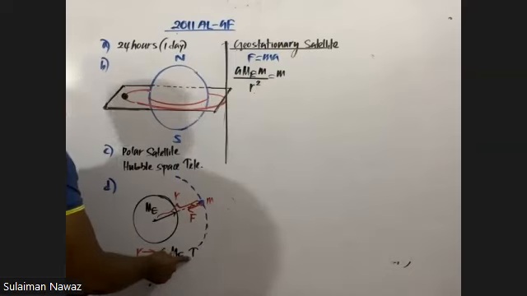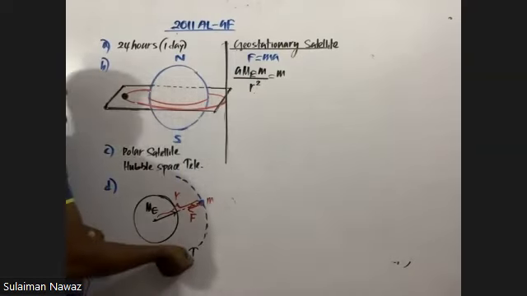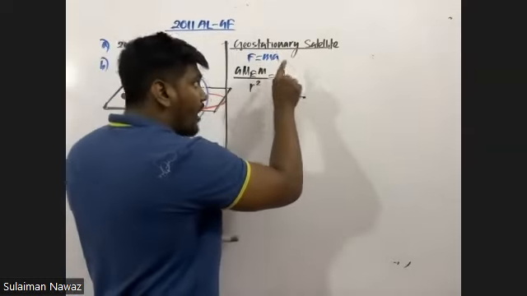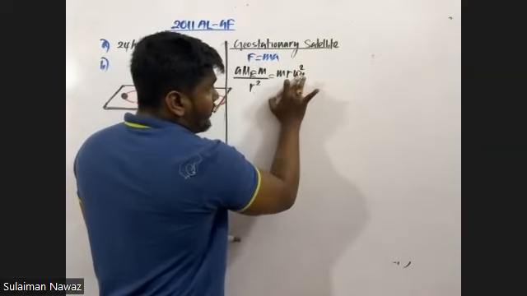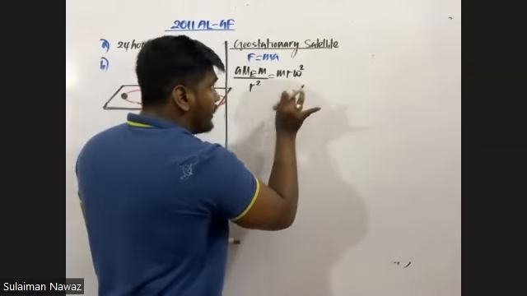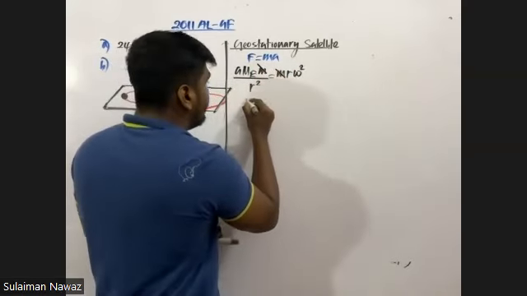Now I need to find small r. They have given the time period capital T, so we want to find small r in terms of the time period. The best option is to use r omega squared. We know that T equals 2 pi over omega, so omega means 2 pi over capital T. Here small m cancels out.